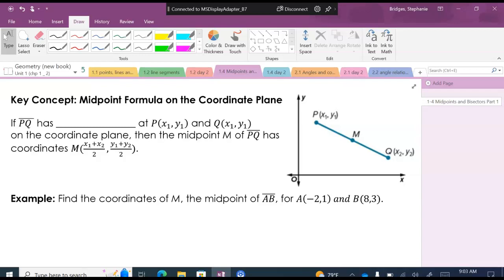So you're still doing the same thing. It's just we have x's and we have y's that we're going to have to add together. Now, I will give you that formula for your quiz next week, so you don't have to memorize it. I will write down midpoint on a coordinate plane, and I will put that formula for you.